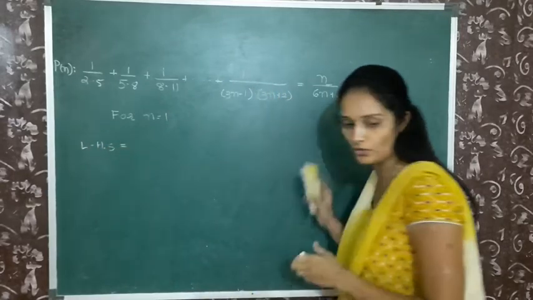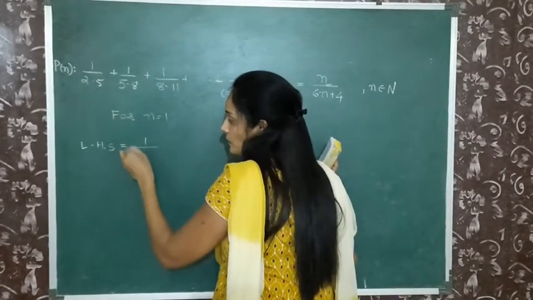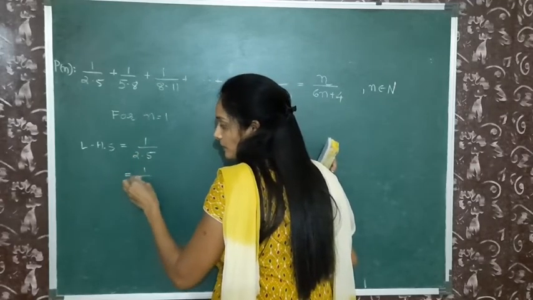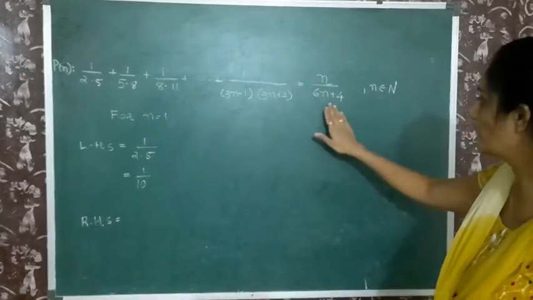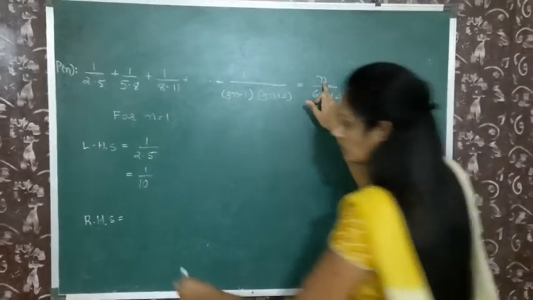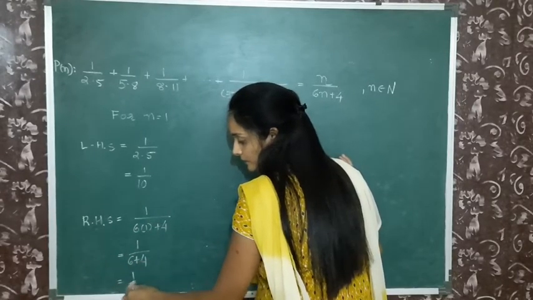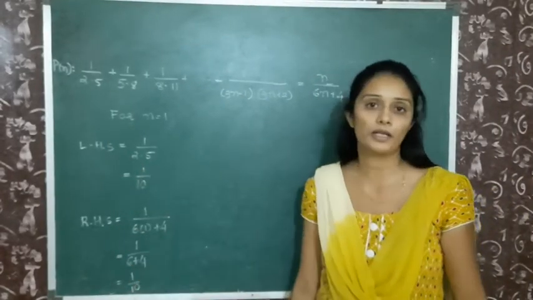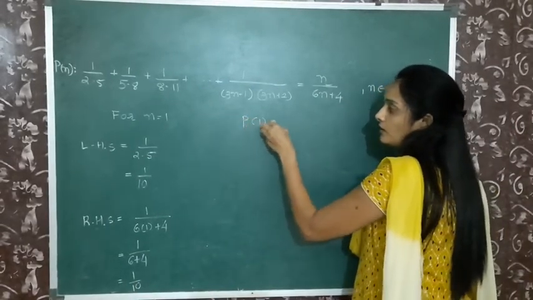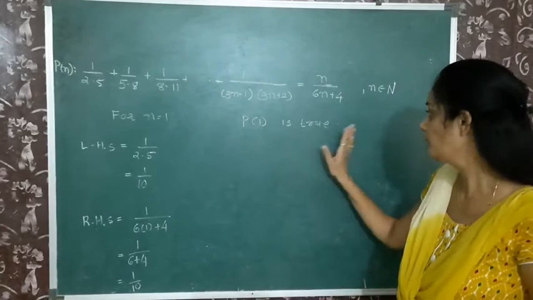For n is equal to 1, left hand side: here we put n is equal to 1, otherwise take the first step. So 1 upon 2 into 5, so 1 upon 10. Now right hand side: we put n is equal to 1. So 1 upon 6 into 1 plus 4, so 1 upon 6 plus 4, so 1 upon 10. LHS is 1 upon 10 and RHS is also 1 upon 10. So we can write P of 1 is true.